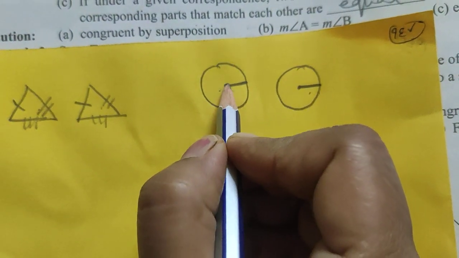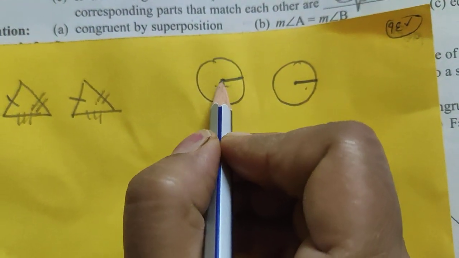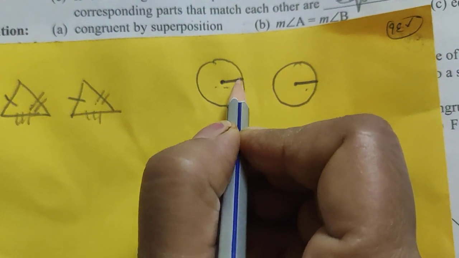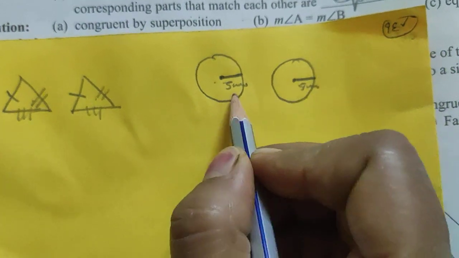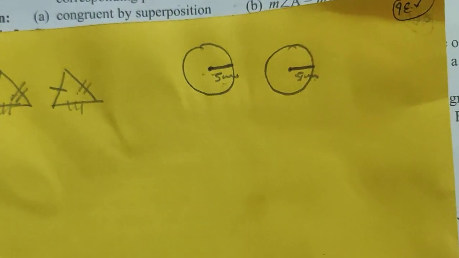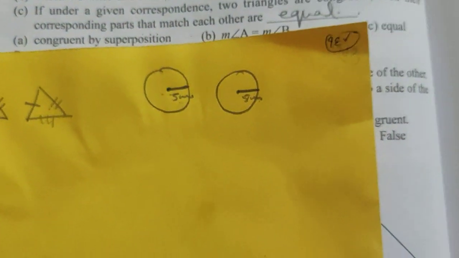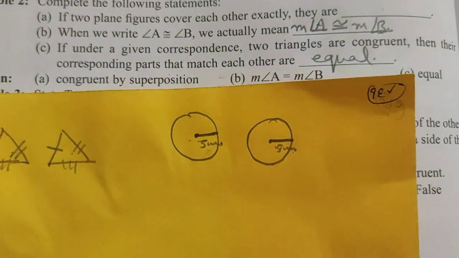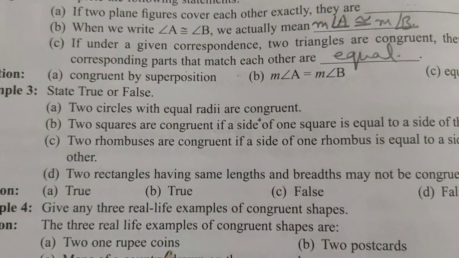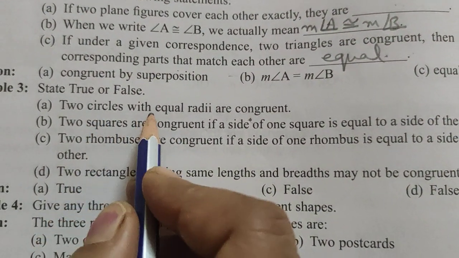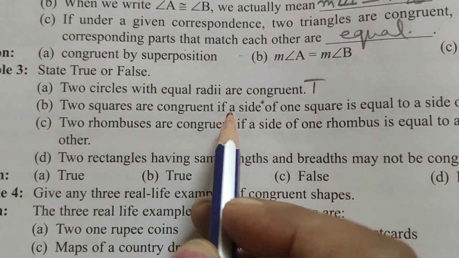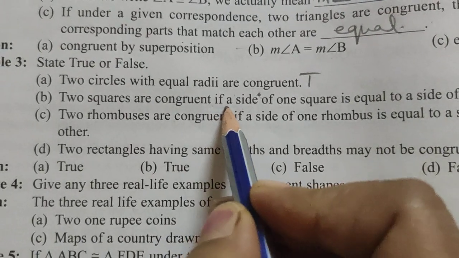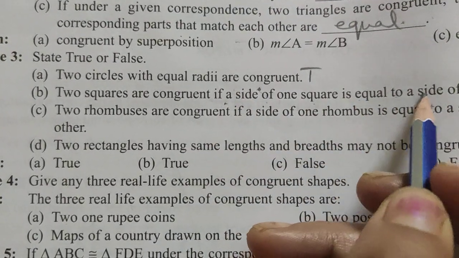Because if you draw a circle, you have to measure the radius. If this radius is 5 cm suppose, and this is 5 cm, then those two circles will be the same. They won't be different, they will be same. Okay. So yes, two circles with equal radius are congruent. This is true. Two squares are congruent if a side of one square is equal to the side of other.